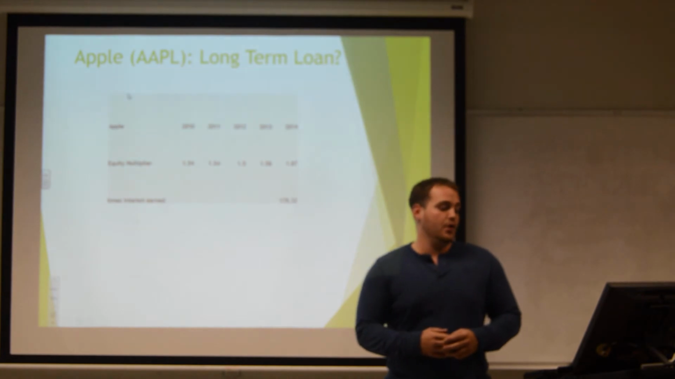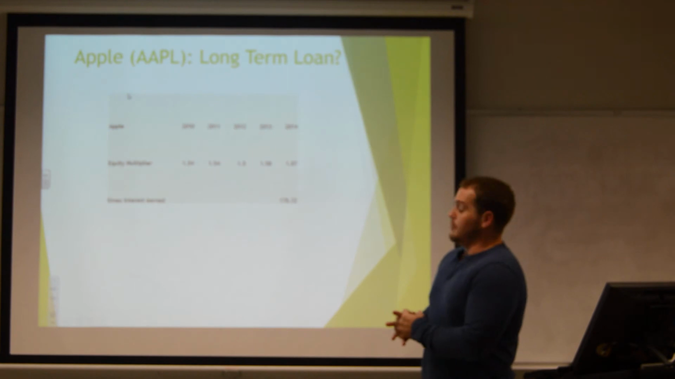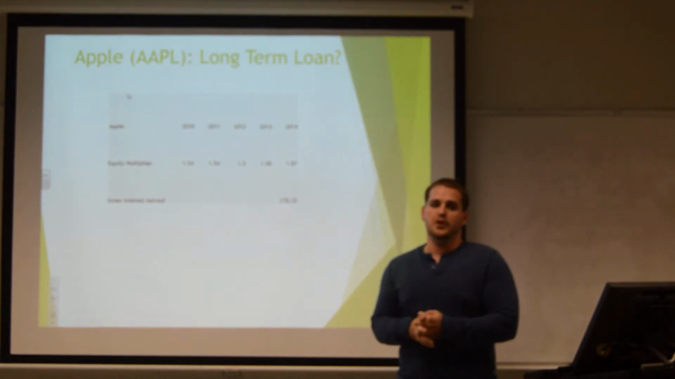And then there's also Apple. Apple didn't have times interest earned for the first four years, which isn't abnormal because their earnings just could have been negative for their stock.